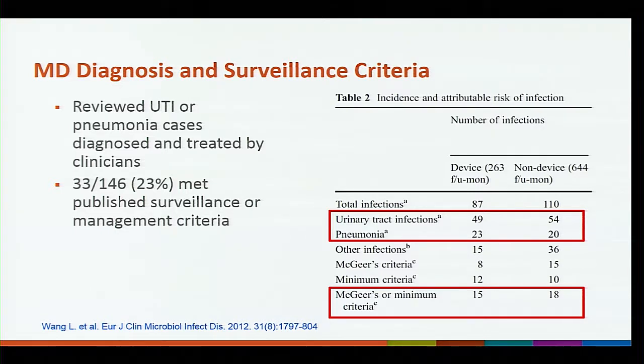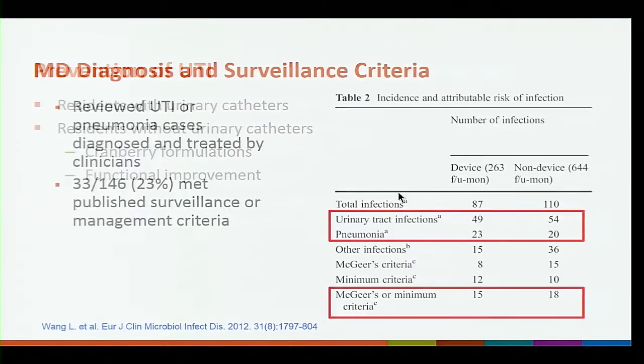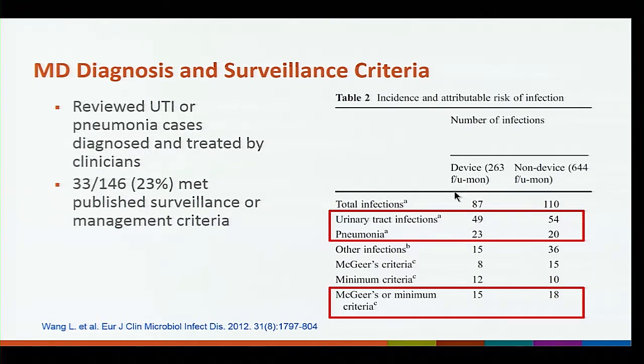So this was done in 2012, and here they looked at urinary tract infections and pneumonia. So that's over here, and this column is devices, this column is non-devices. And they looked at how many patients were being diagnosed and treated by a clinician, and how many met either the updated McGeer criteria, the NHSN surveillance definition, or the Loeb criteria. And not many, so only 33 out of 146, so that's 23%. So you could say somebody is saying that there's 146 urinary tract infections or pneumonia in this population, whereas only 33 actually met those definitions. So I think that really highlights the importance of what we're doing.